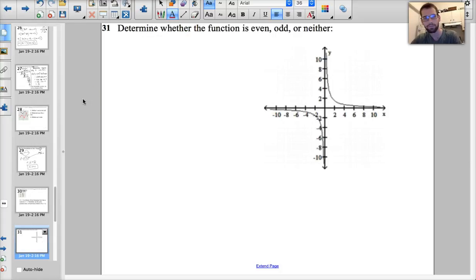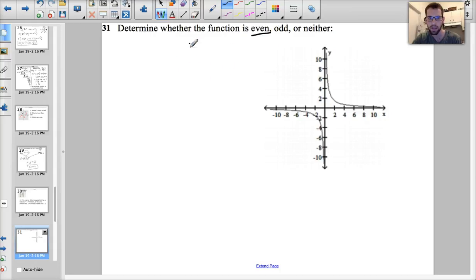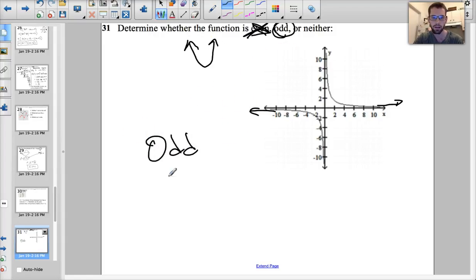All right. I have to explain if this is even, odd, or neither. So even functions means that the end behavior is going in the same direction, right? So this is not even. That's not what we have. And an odd function means it's going in opposite directions. So it's going this way and this way, so it is indeed an odd function. This is odd.